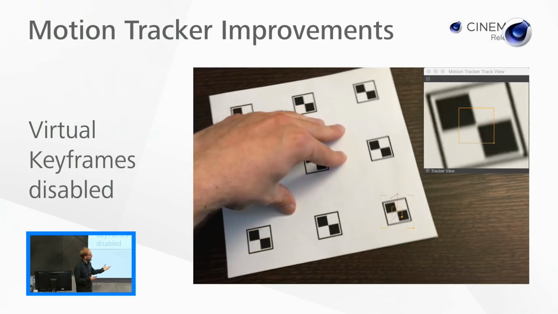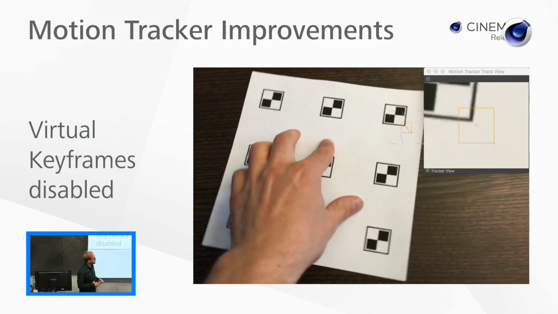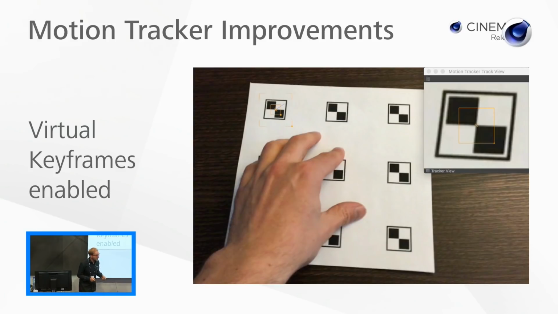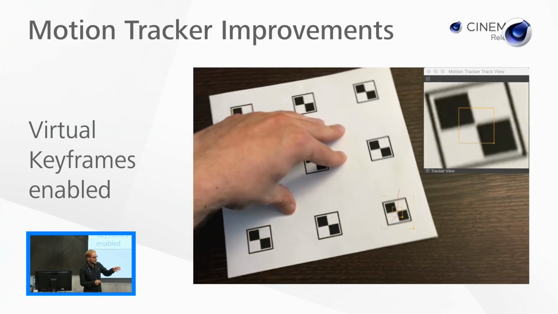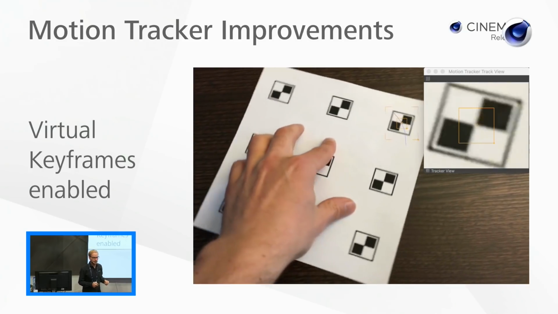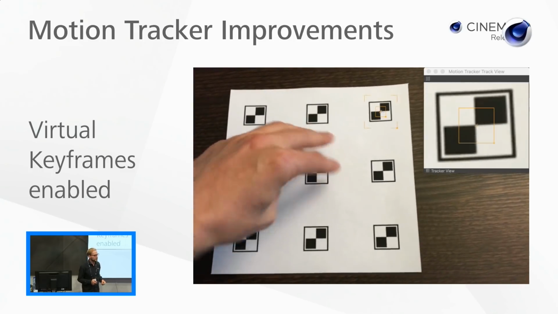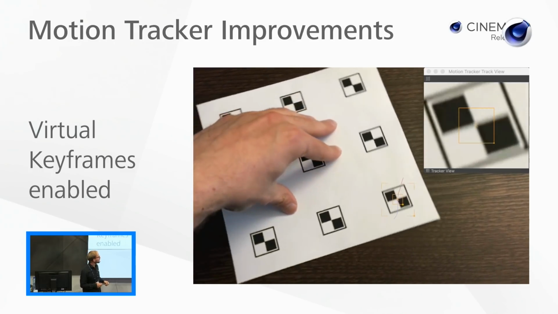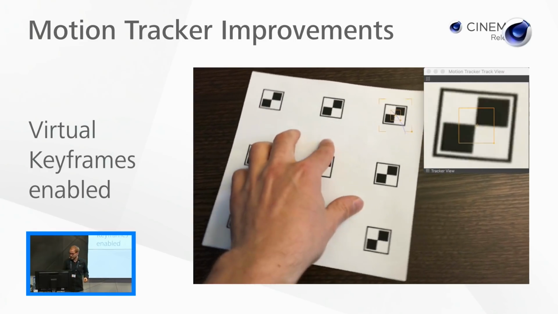I couldn't track this automatically, because it loses the pattern. With virtual keyframes enabled, it will set an automated keyframe every time the error threshold is exceeded, and this way it will stay stable. So there was no additional manual keyframe in between. This is just by setting virtual keyframes, or Cinema 4D does this for me.